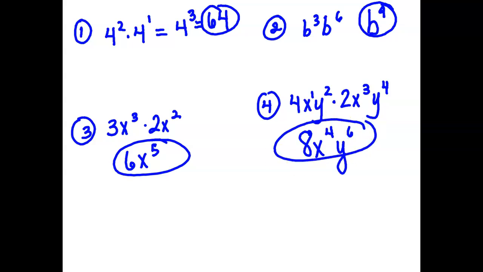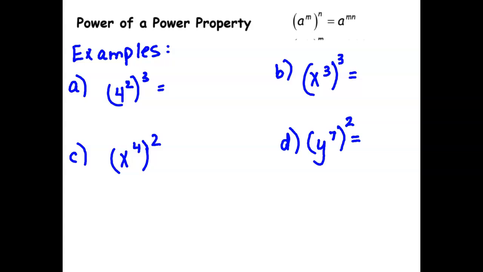Okay, so moving on to your next property, we had the power of a power property, and remember in that case you multiply the exponent inside the parentheses by the exponent on the outside. So 4 squared to the 3rd power would be equal to 4 to the 6th power, and then you can go ahead and evaluate that. X to the 3rd to the 3rd would be x to the 9th power. And this would be x to the 8th power because 4 times 2 is 8. And then your y would be to the 14th power.